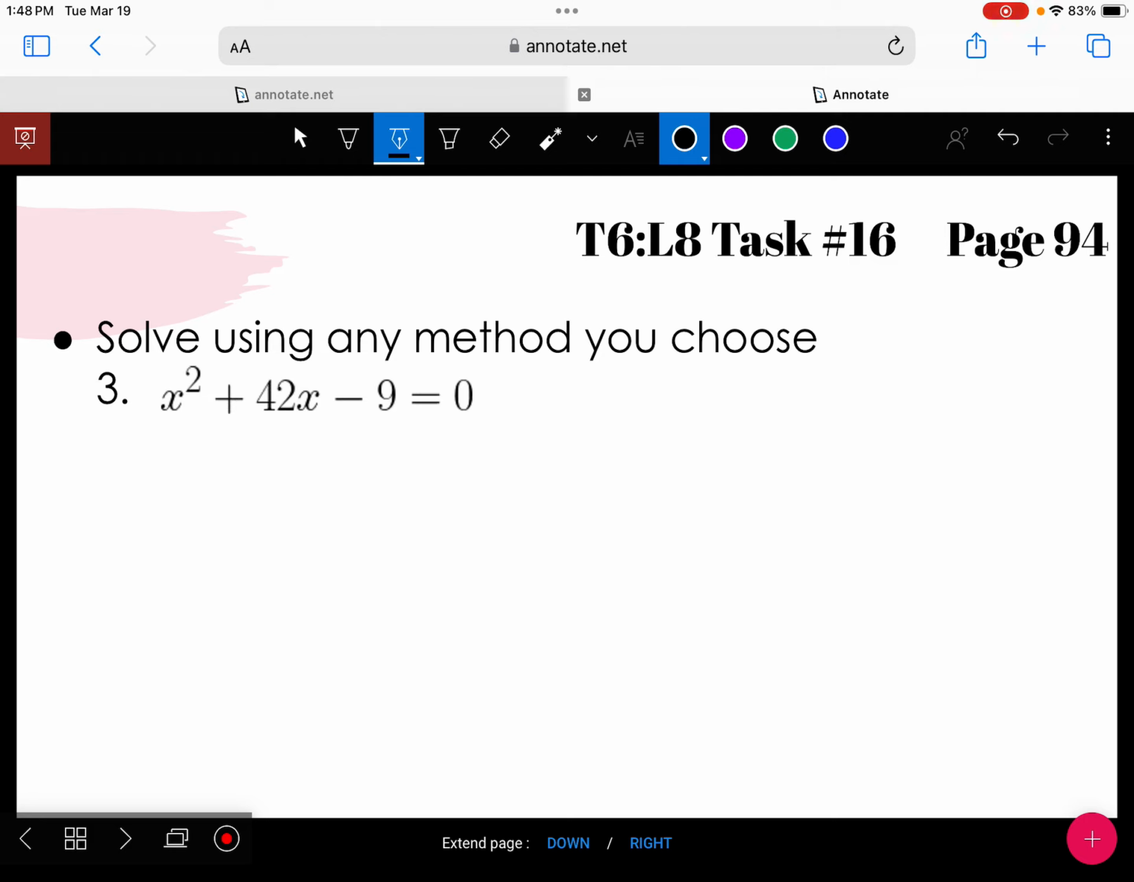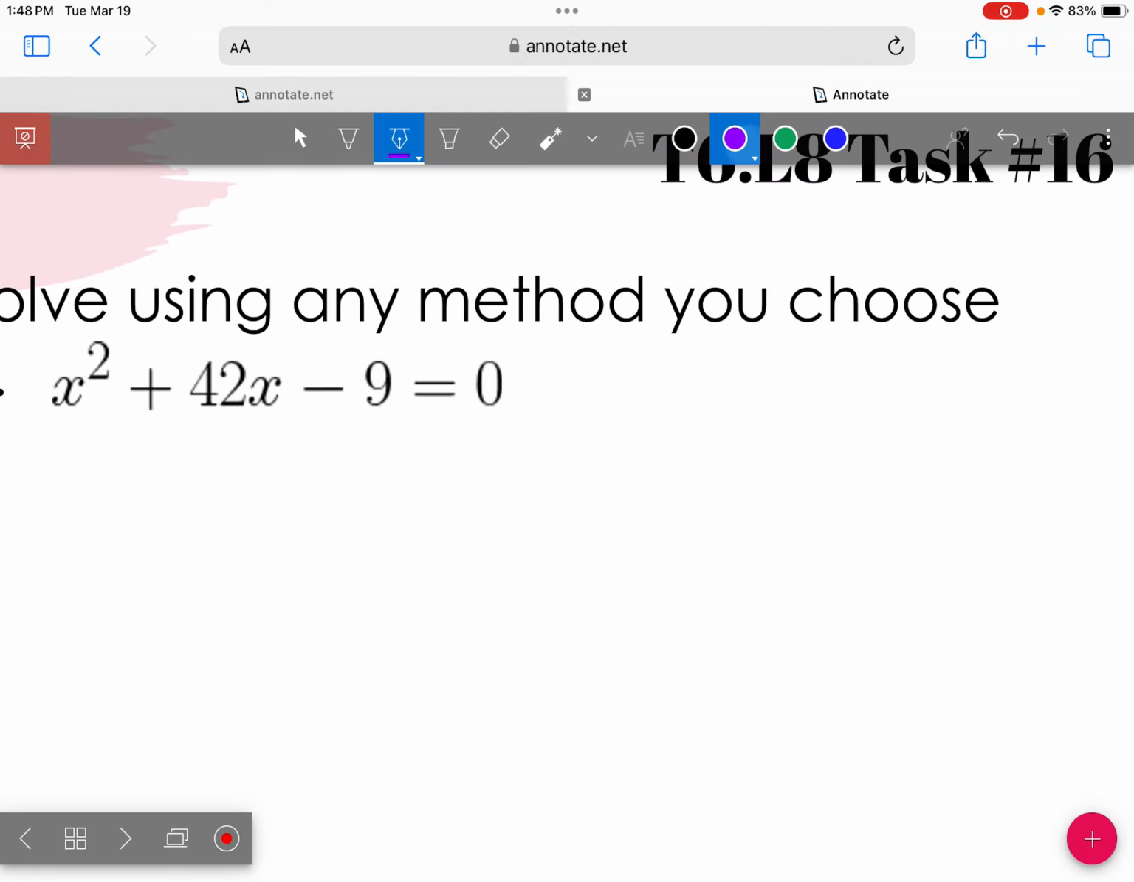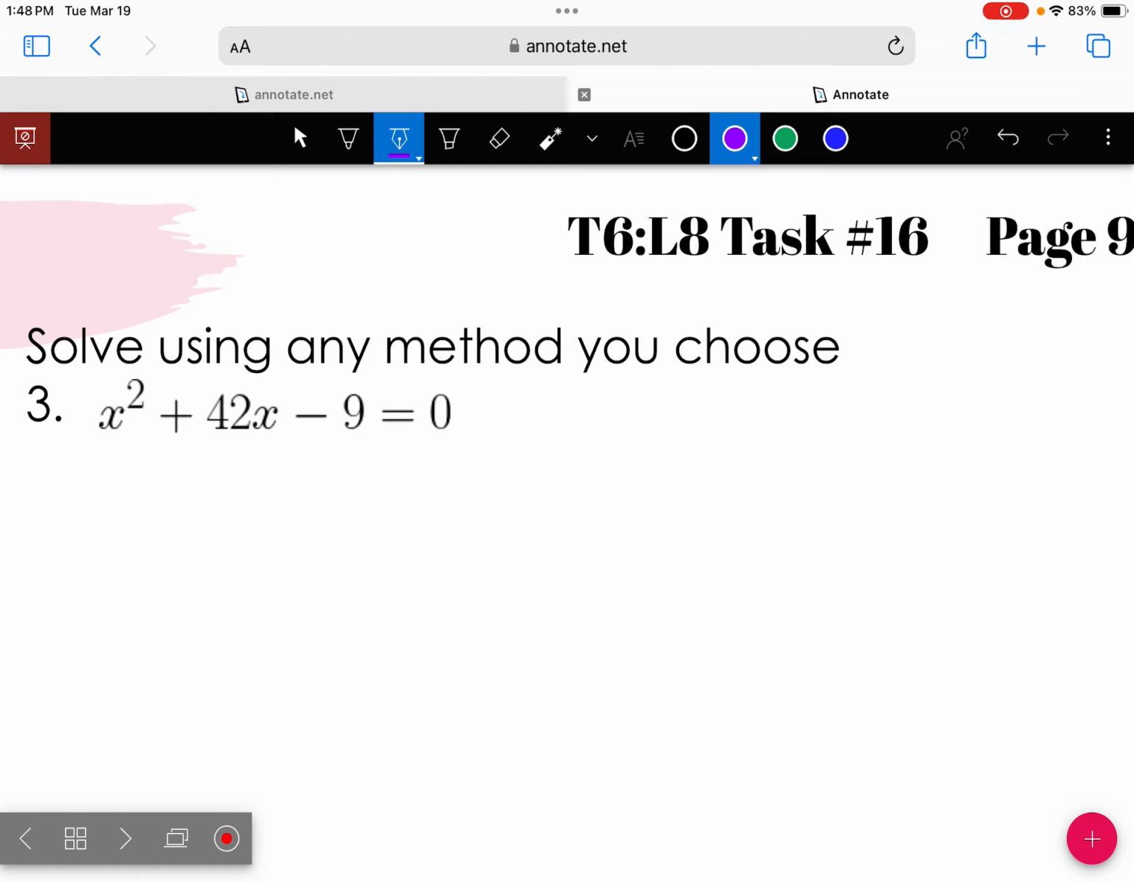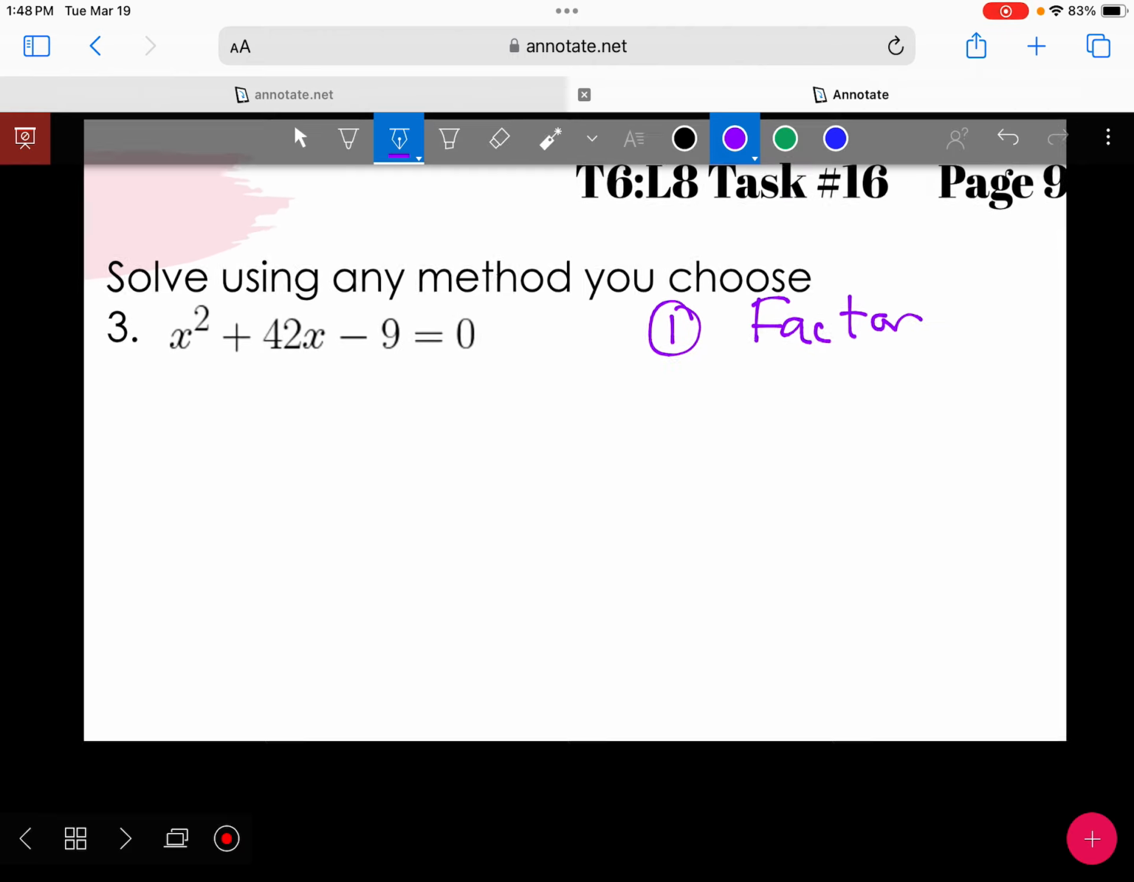How could we solve this? You could factor. Let's see if we can factor it. So option 1 would be to try and factor. Because when we have it in factored form, those roots, those x minus r, those are our solutions, our zeros, our roots, our x-intercepts. So let's see if we can factor this.